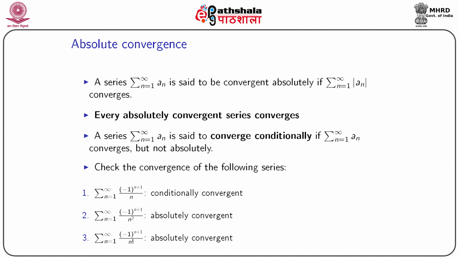But if I take minus 1 to the power n plus 1 over n square, this series is absolutely convergent. Same with the series sum over n from 1 to infinity of minus 1 to the power n plus 1 over n factorial. This is also absolutely convergent. The proofs of this, whether it is absolutely convergent or conditionally convergent, are not very hard to get.